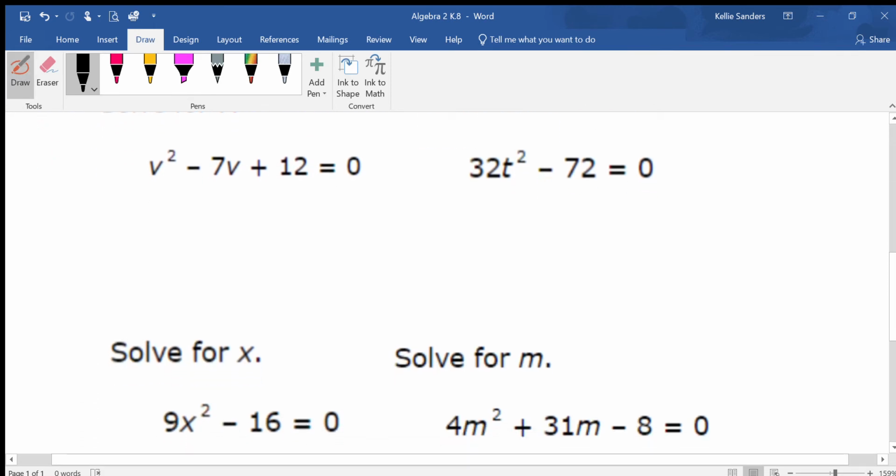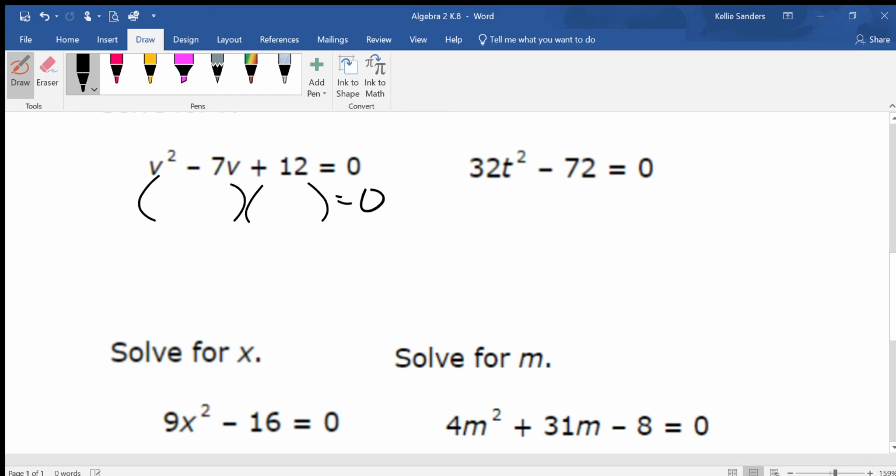1, 7, and 12, nothing goes into those, and there's not a v in everything. So we have a trinomial, but goodness, our leading coefficient's 1. So we put a v and a v, we bring our first sign down, then a negative times a positive is a negative. So we're going to multiply to get 12, and we're going to add to get 7. What does that? 4 and 3, but now that we've factored, we find out our zeros. So this would be 4, and this would be 3.